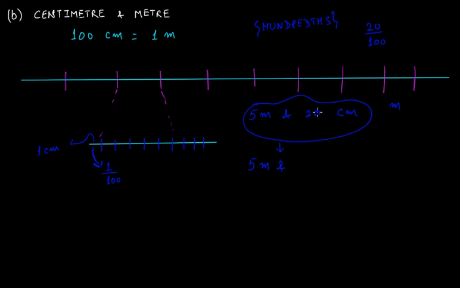So 20 centimeter means you have 20 hundredths. That means 20 hundredths is 20 over 100. And if you solve this, you'll get 0.20. So this will be 5 meter and 20 hundredths.